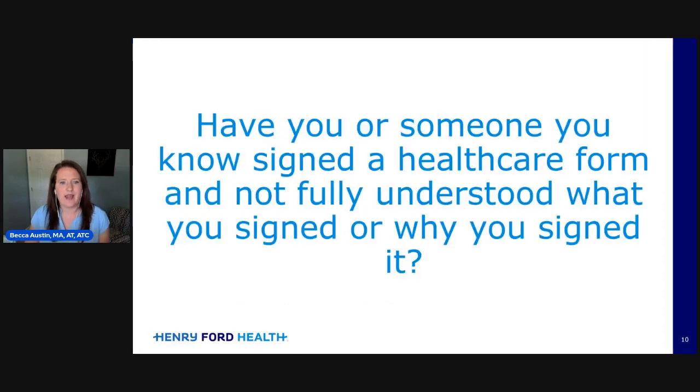So I'll share a little bit of background, and then some of the further details. I have a couple of prompts throughout the presentation just to get you thinking, so I have 2 questions. Like Jill mentioned, if you could just put it in the chat, whether yes or no: have you or someone you know signed a healthcare form and not fully understood what you signed or why you signed it? I'll give everyone about 10 seconds to put that in the chat.